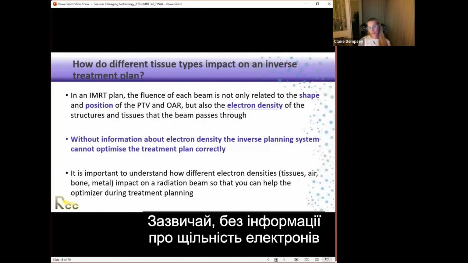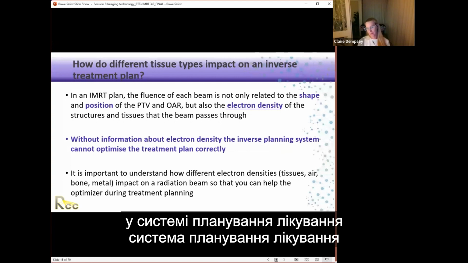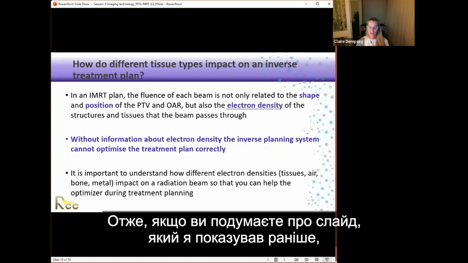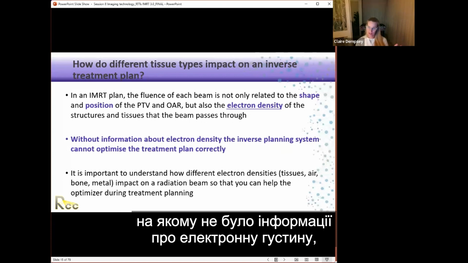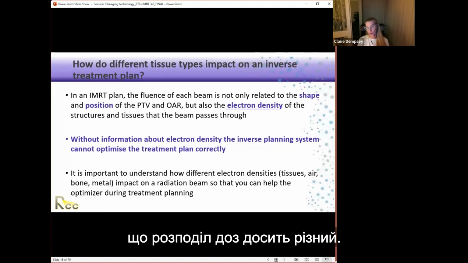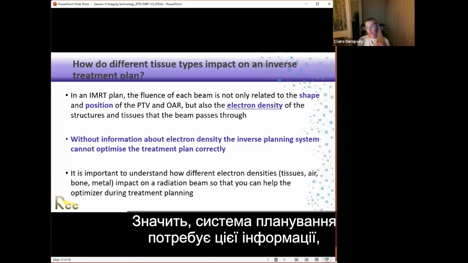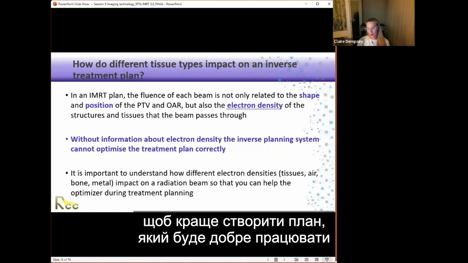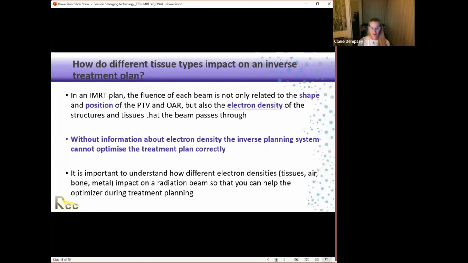So without information about electron density in the treatment planning system, the treatment planning system can't optimize the treatment plan correctly. If you think about that slide I just showed previously that had no electron density information and some electron density information, you can see that the dose distributions were quite different. So the planning system needs that information, again, when it's doing an inverse plan, to better create a plan that's going to work well for your patient.